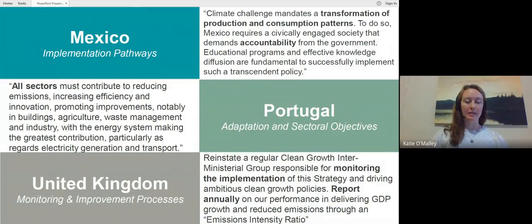Finally, the United Kingdom's LTS specifies a monitoring and improvement process that's essential to any type of countrywide plan, but especially those that cover such a long time period. The UK vows to report annually on performance and has identified key indicators to measure progress. And this is something that we'll talk a little bit more about in session 4.